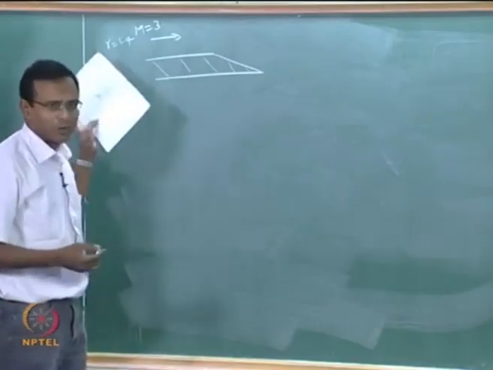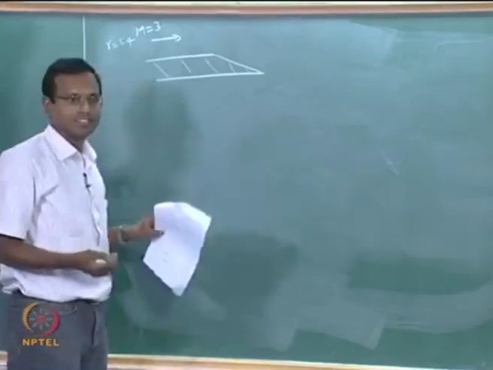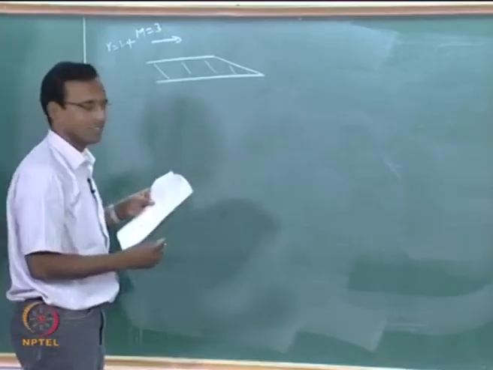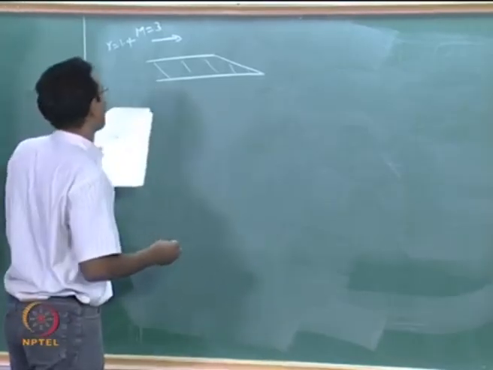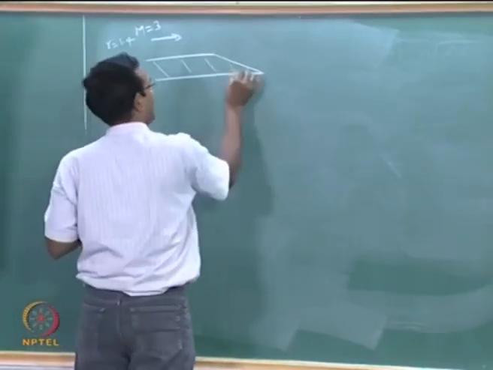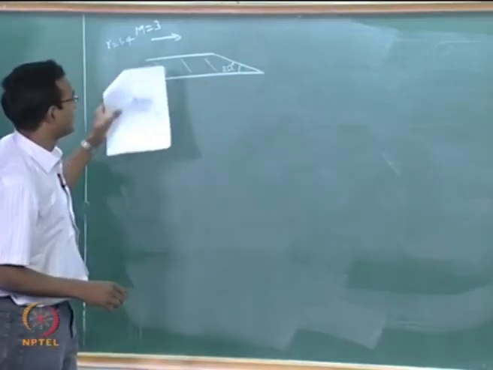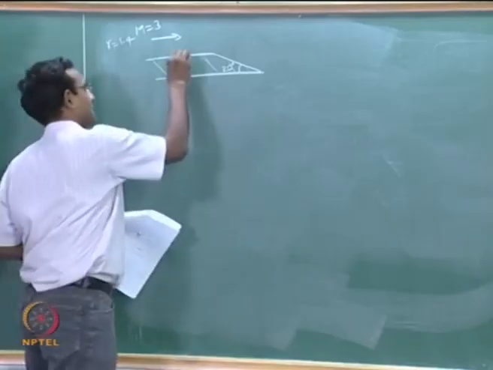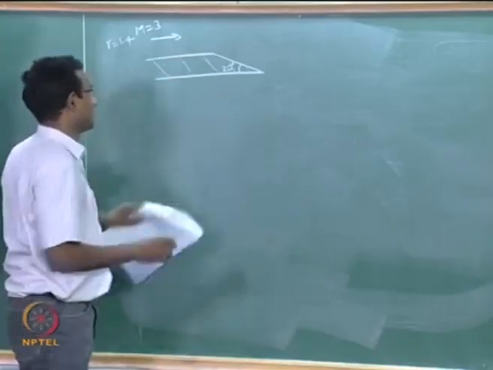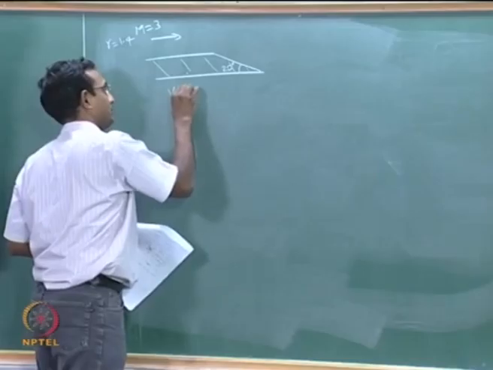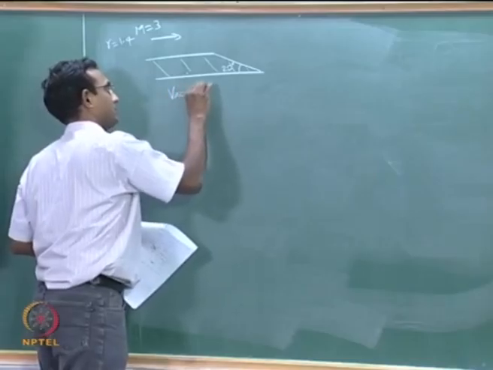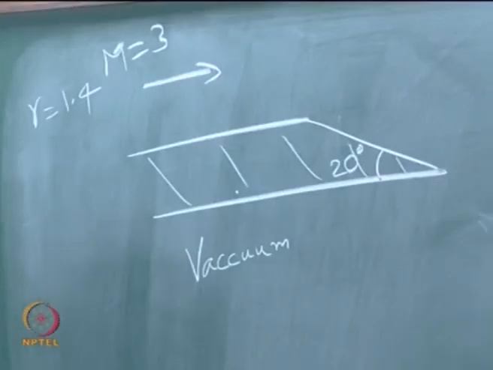Of course, I could have done problems with gamma equal to 1.67 or 1.3, it is just a change in one number, it does not change so much for us. Okay. Now, I am telling you that this angle is 20 degrees. 20 degrees is the ramp angle, and I am telling that this is parallel to this. So, it is a straight section, and outside is vacuum. That is the setting we have.